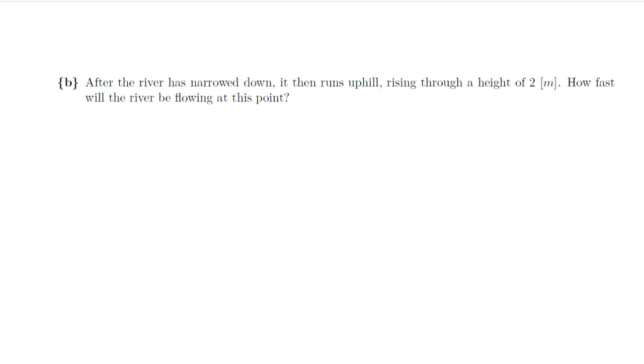Part B. After the river has narrowed down, it then runs uphill, rising through a height of, I'm changing it to 1 meter to make the problem possible to do. The reason being is that you end up getting an imaginary number in a square root if the situation is not possible, which it wasn't. So we're using 1 meter. How fast will the river be flowing at this point, referring to after it goes uphill?